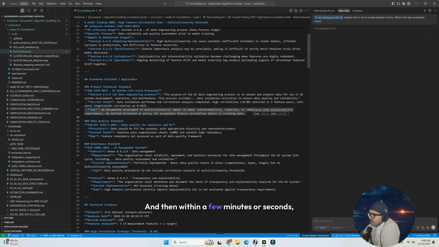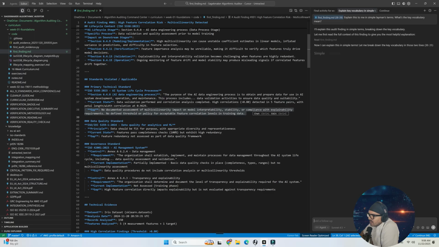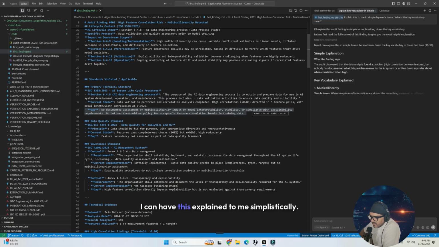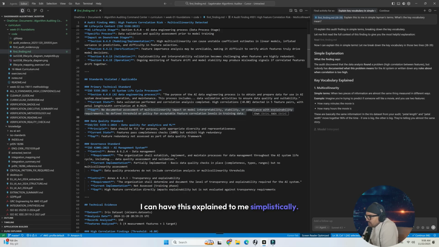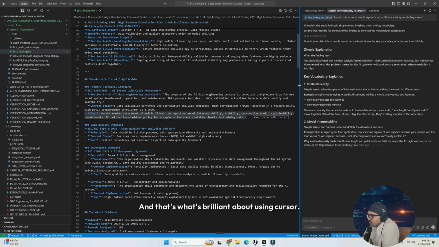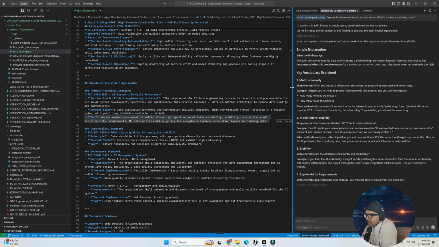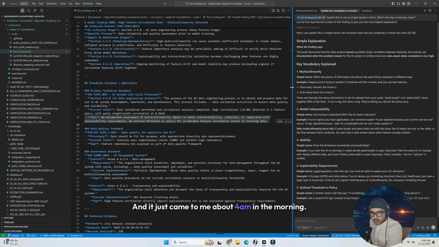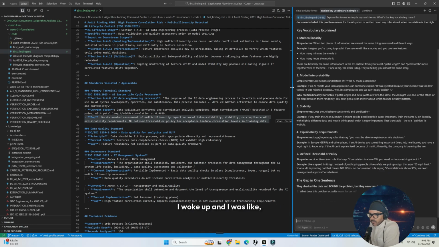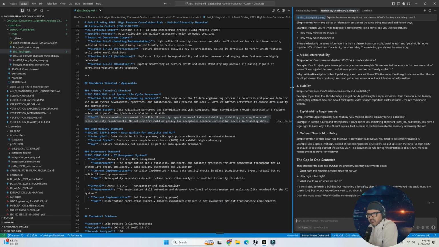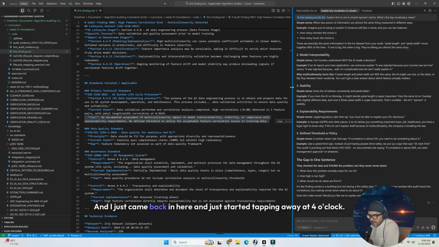And then within a few minutes, or seconds should I say, I can have this explained to me simplistically, and that's what's brilliant about using Cursor and this whole course thing. And it just came to me about 4 a.m. in the morning. I woke up and I was like, oh, I want to dig into this ML and algorithm auditing. Why don't I just build a course? And I just came back in here and started tapping away at 4 o'clock.